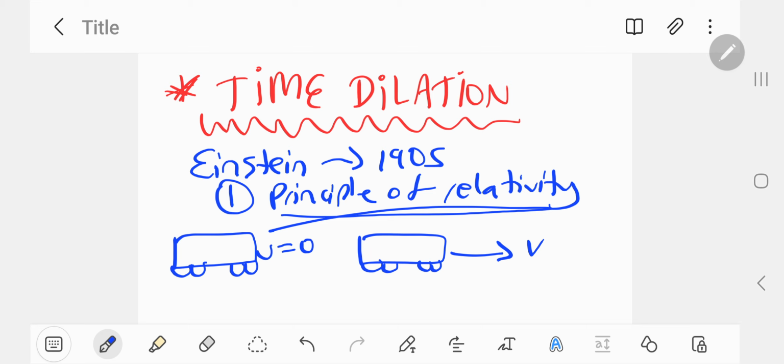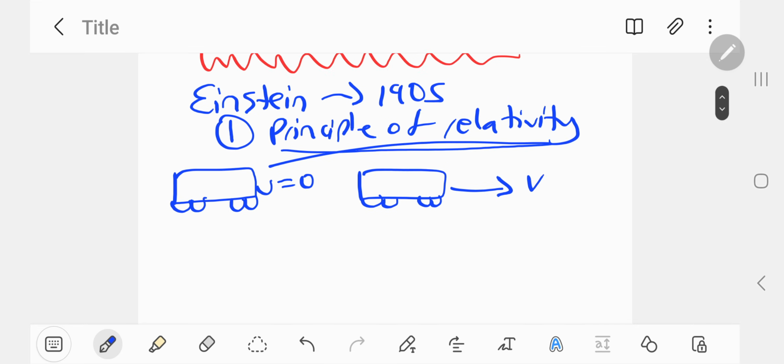One of the remarkable consequences of reality. And that's called the principle of relativity. So if you do an experiment, let's say you throw a ball up and down in either of these scenarios, that ball will follow the same laws of physics. It'll come back down, okay? So that's the principle of relativity.